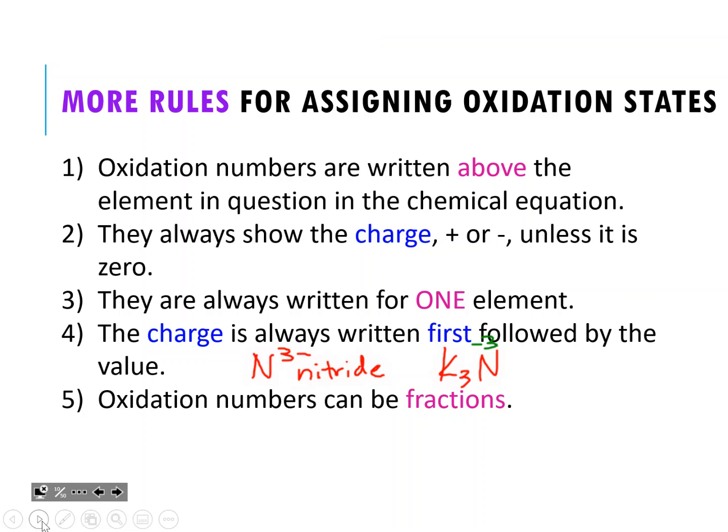And this is the other little thing for AP. Some oxidation numbers can be fractions. It depends on the particular element in question. That's not a very frequent thing, but they can be fractions.